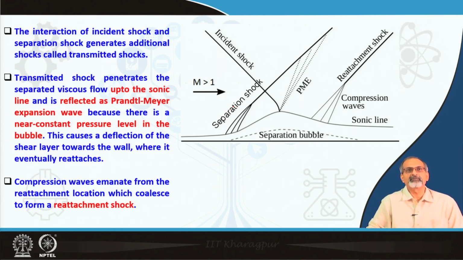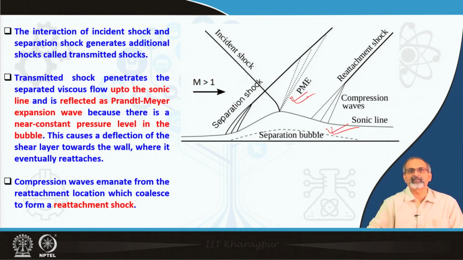The interaction of incident shock and separation shock generates additional shocks called transmitted shocks. The transmitted shock penetrates the separated viscous flow up to the sonic line and is reflected as Prandtl-Meyer expansion wave. Because there is a near constant pressure in the bubble, this causes a deflection of the shear layer towards the wall, where it eventually reattaches.